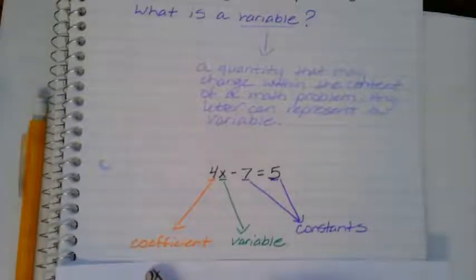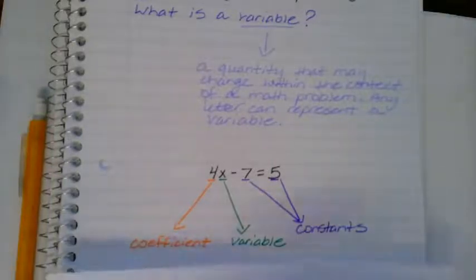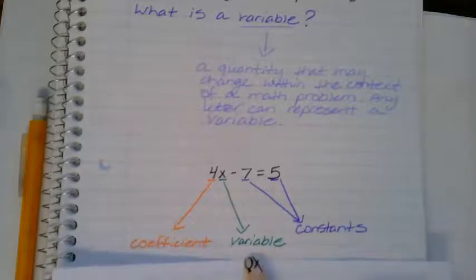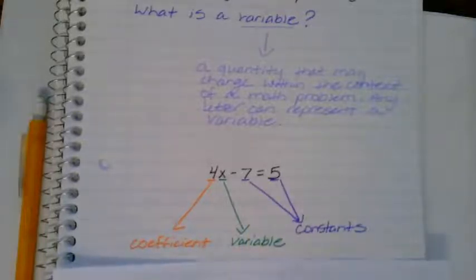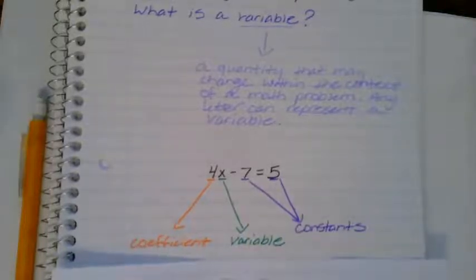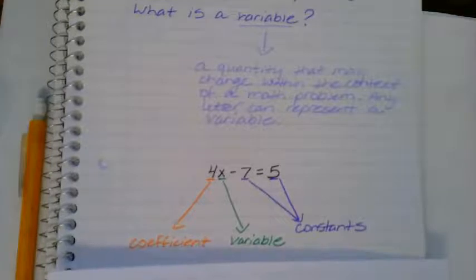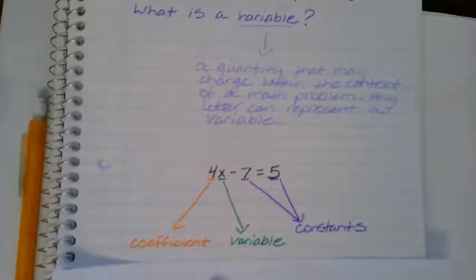I just want you to be aware of them because next year when you get into math, you're going to be seeing this a lot more. So your 4 is your coefficient. That x is our variable, our letter x. And then our 7 and our 5 are called our constants. So write that down. I do want you to know it and be familiar with it for next year because you will encounter this.